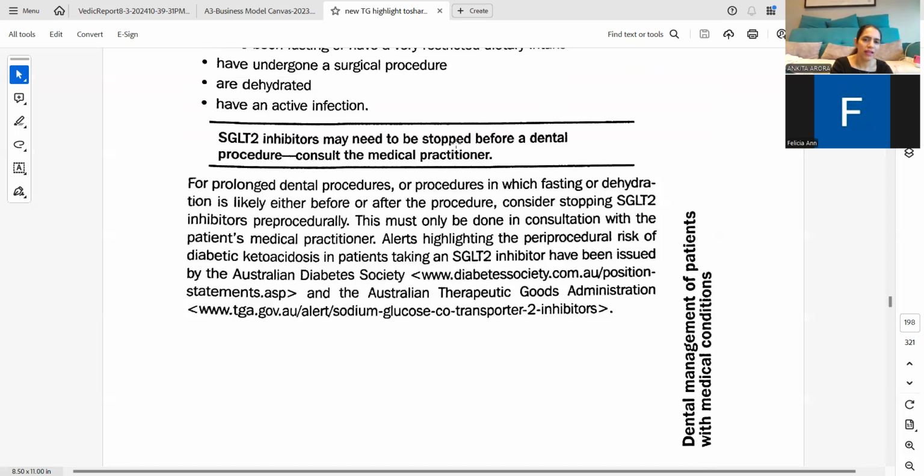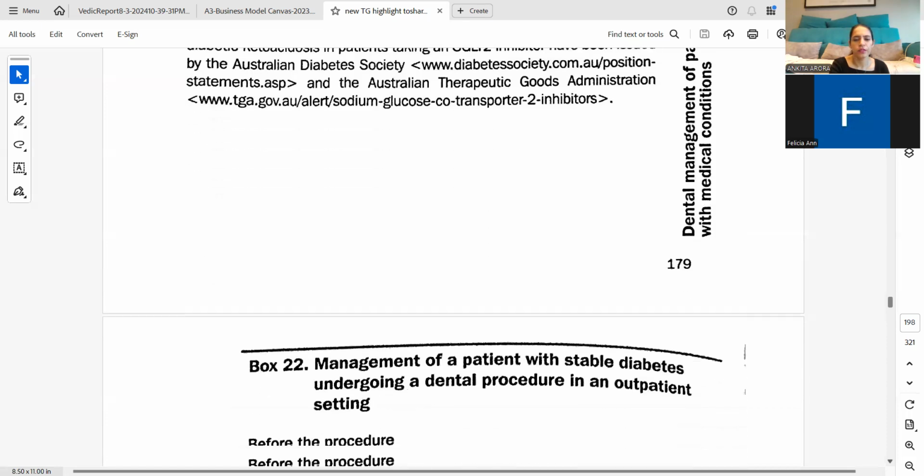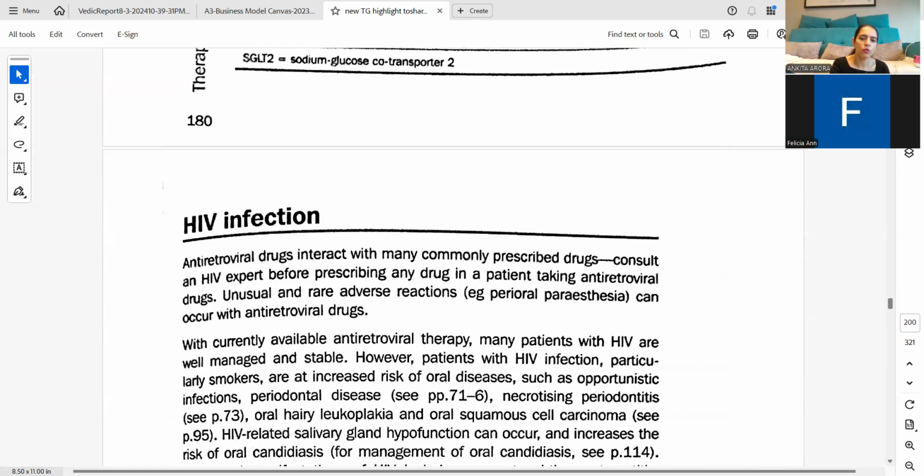because it's written "may need to be stopped." So "may" is a very qualitative word. It is neither yes nor no. So you just consult with the medical physician whether to stop these drugs before a dental procedure or not. This is the correct answer. Consult the medical practitioner, right? So this completes diabetes management, or how to manage patients with diabetes in an outpatient setting.